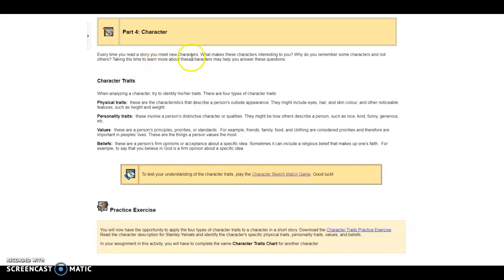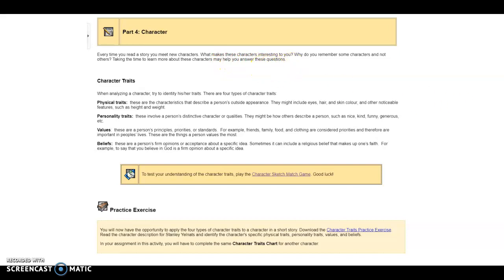And we've got an explanation of character here, and you're going to have to do your assignment for this activity on character as well. So when you go through this material, you want to make sure you're comfortable with character and the different traits and the different ways of describing a character. And so if we start here, it says, every time you read a story, you meet new characters. What makes these characters interesting to you? Why do you remember some characters and not others? Taking the time to learn more about these characters may help answer these questions.